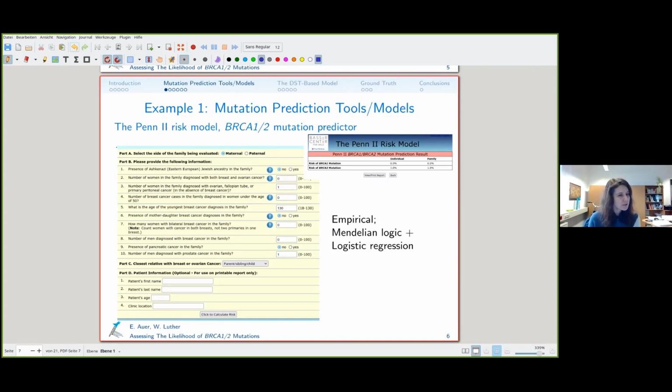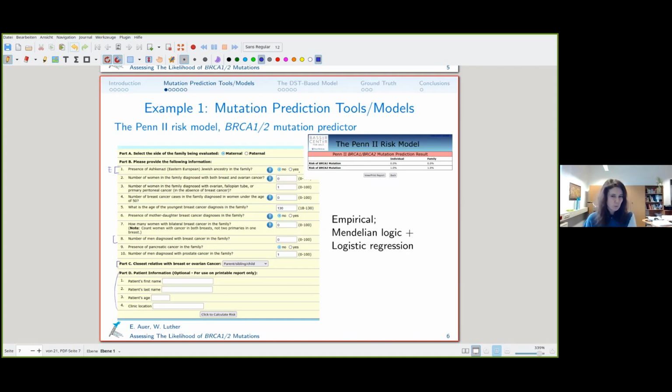This is a kind of questionnaire that has 3 parts. First, we are asked which side of the family is being evaluated when we provide information, for example, on criteria such as ethnicity. Maybe also male breast cancer and other things, something that you may recognize from the slide about the key indicators. One of the 3 parts is optional.